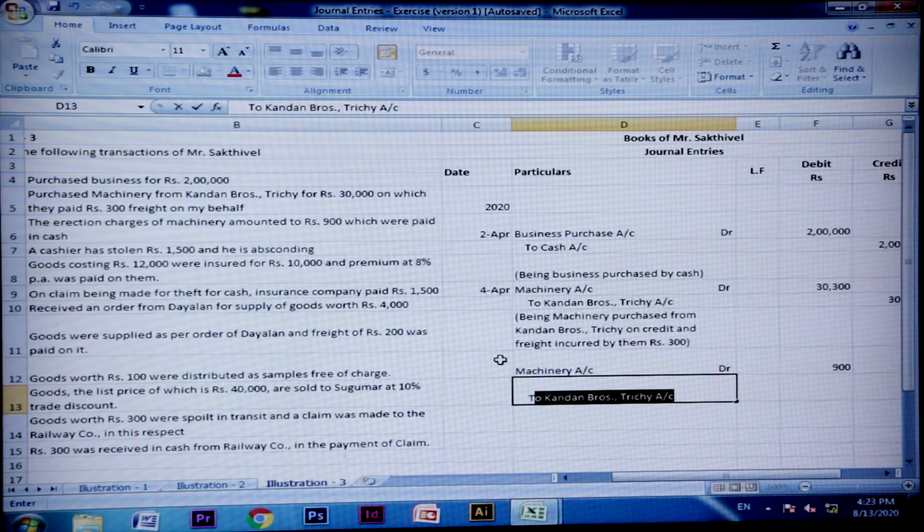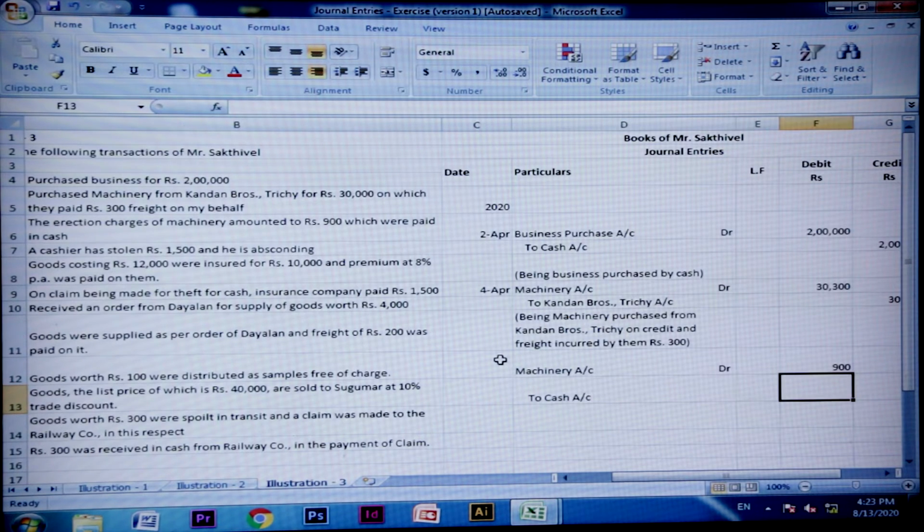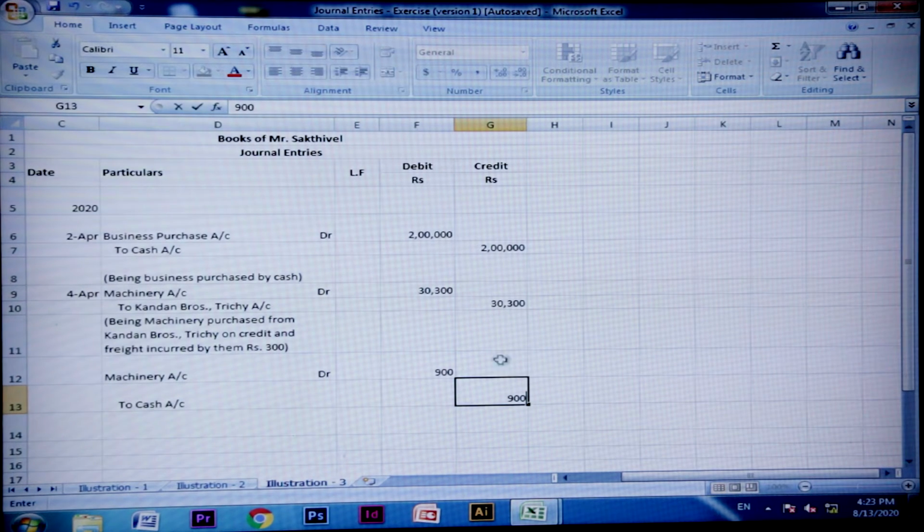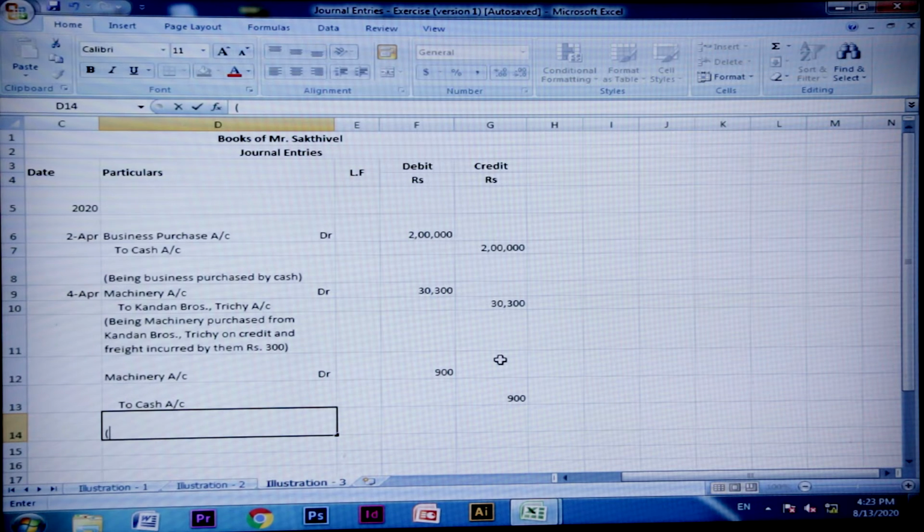As the entry is on the same date, no need to enter the date again. If you want to avoid any confusion, you can write the date, otherwise no need to write the date again. Being erection charges paid by cash.